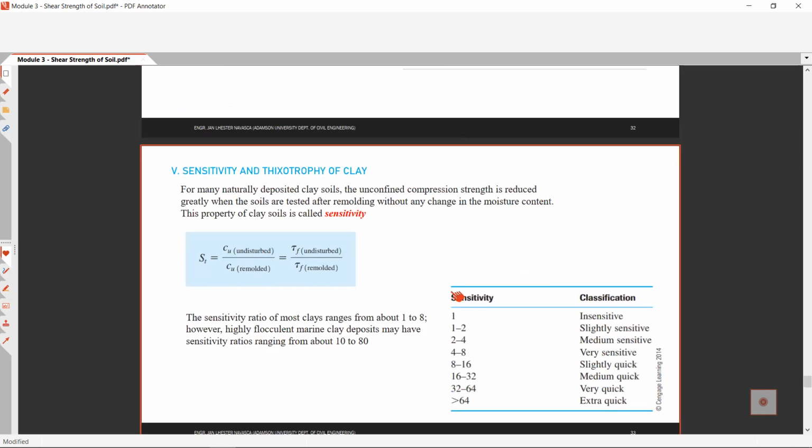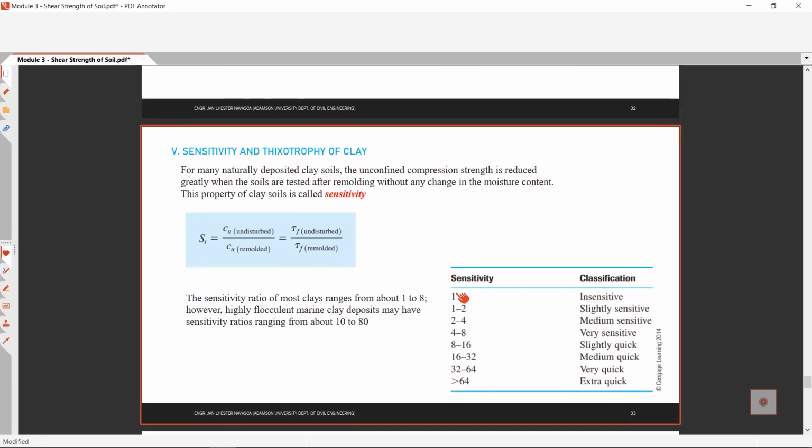Okay. Then we also have the sensitivity and the thixotropy of clay. For many saturated deposited clay soils, the unconfined compression strength is reduced greatly when the soil is tested after remolding without any change of the moisture content. So the unconfined compression test strength mo is mababawasan. That is due to the sensitivity of the soil.